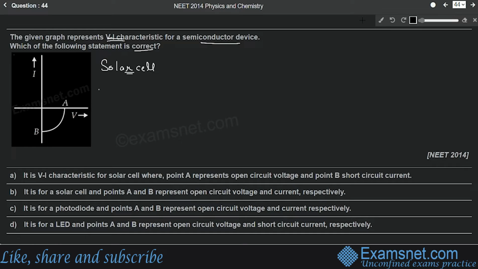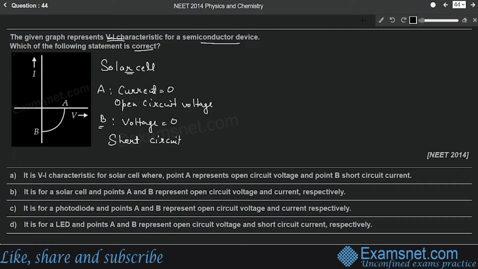Okay, 2 points are there, point A and point B. At point A, the amount of voltage is large, but the amount of current is 0. And this is known as an open circuit voltage. At point B, the case is just the opposite. That means there is a large amount of current, but the amount of voltage is 0. So at point B, voltage is 0. And this is known as a short circuit current.